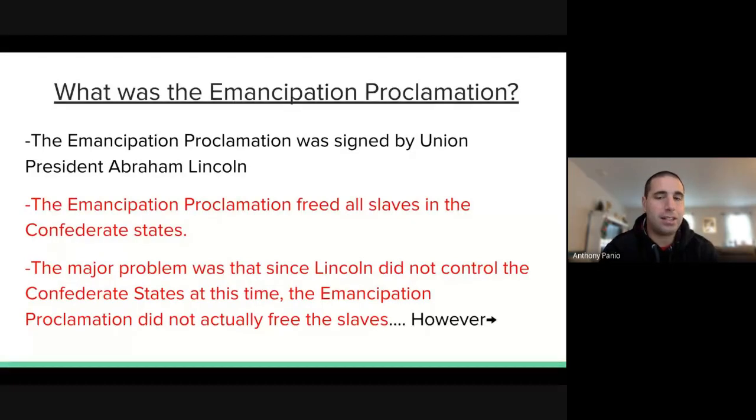So since Lincoln did not control the Confederate States at this time, this proclamation really doesn't do anything. It really did not actually free the slaves. So the goal was to free the slaves, but it did not actually free the slaves. So let's look at why. Why was this such a major issue?